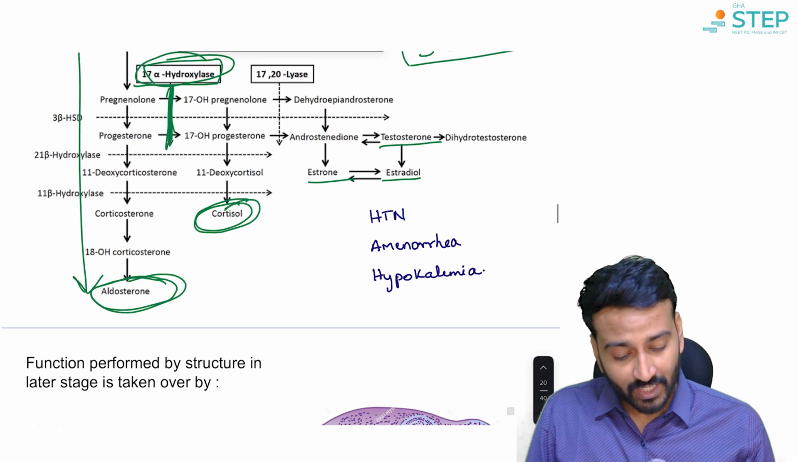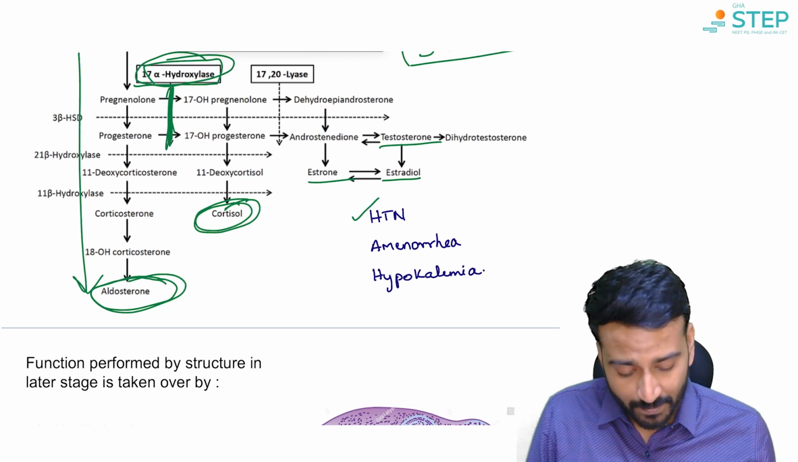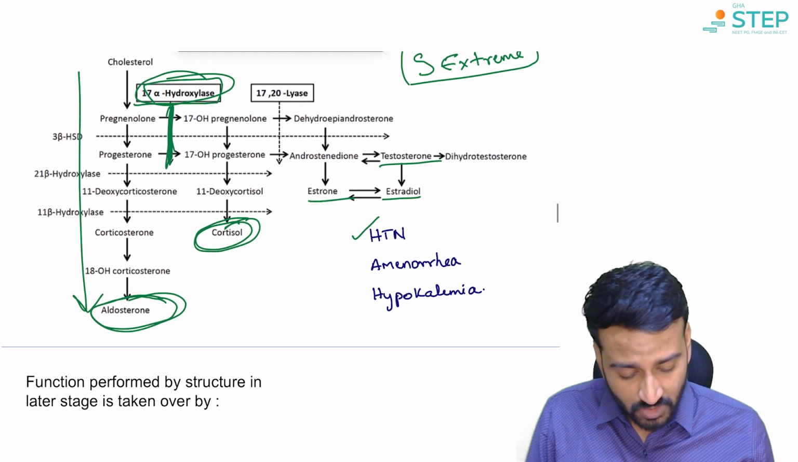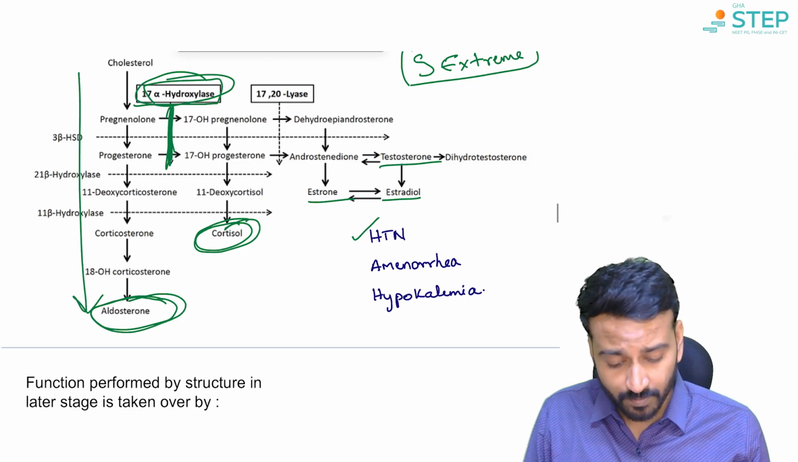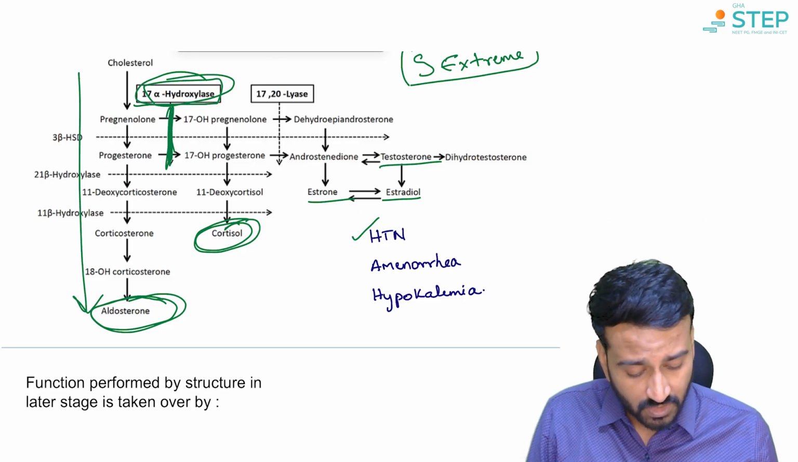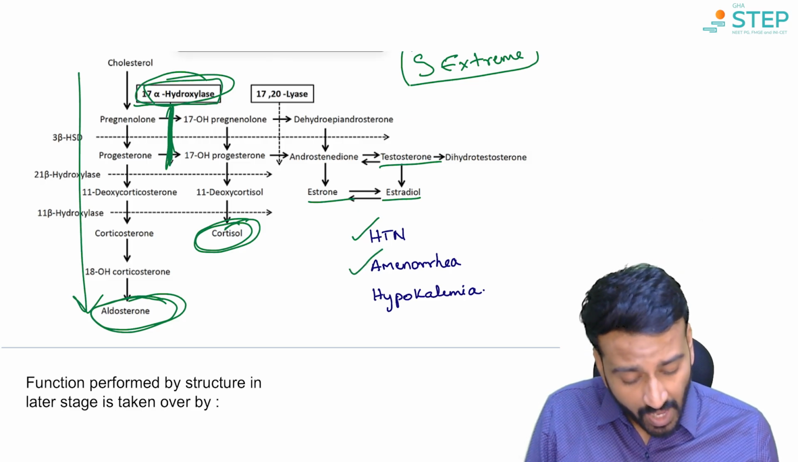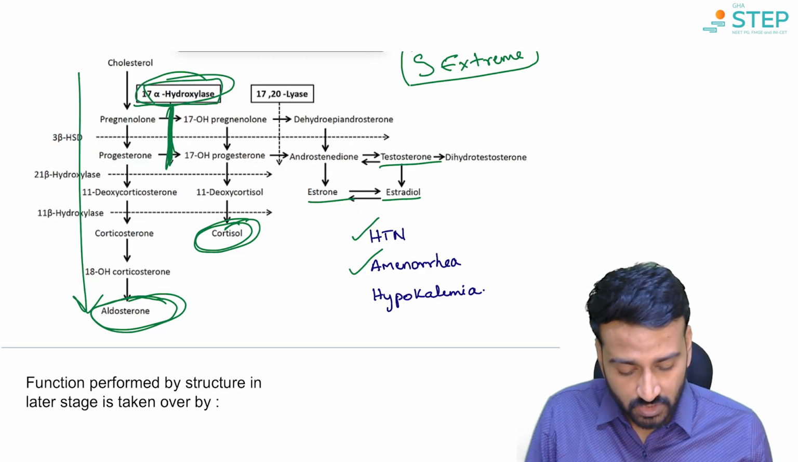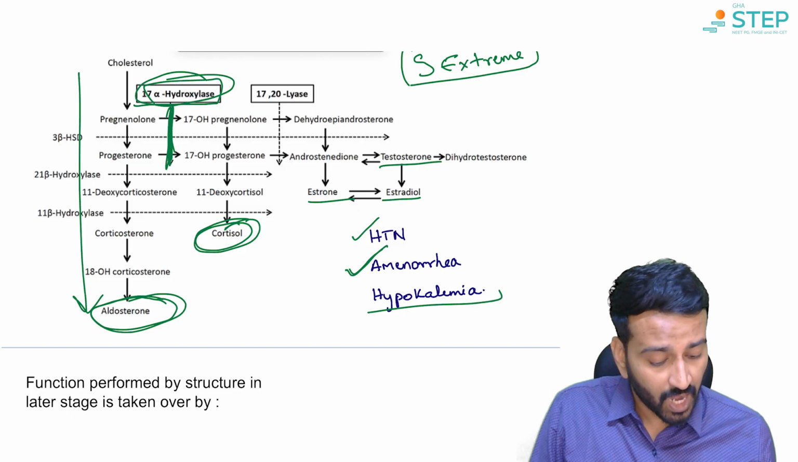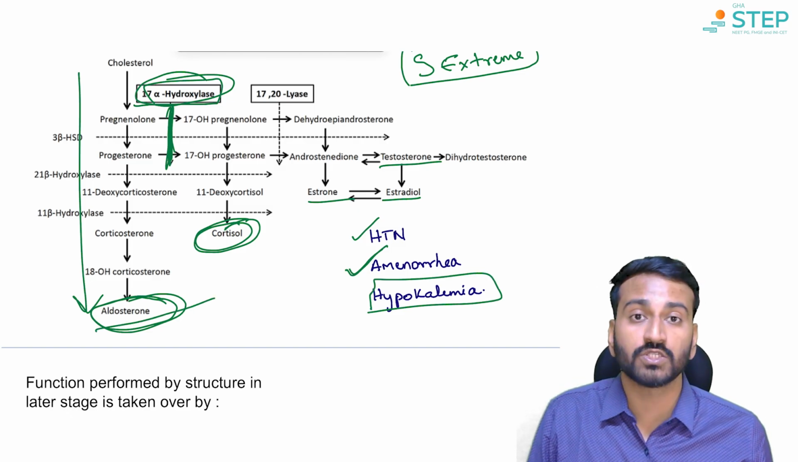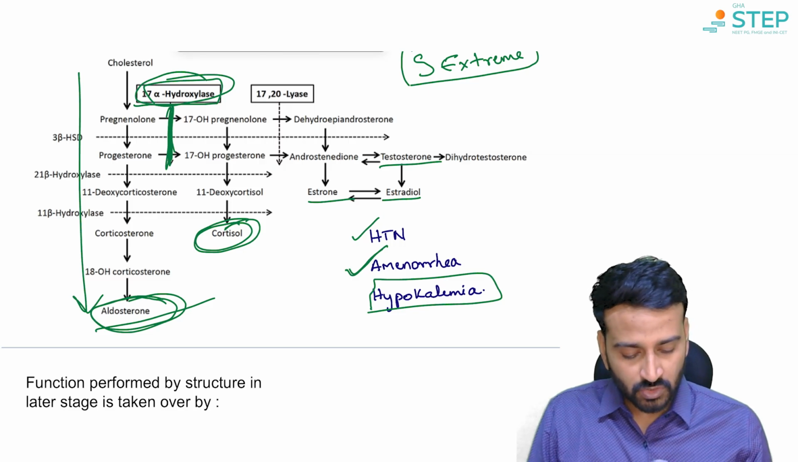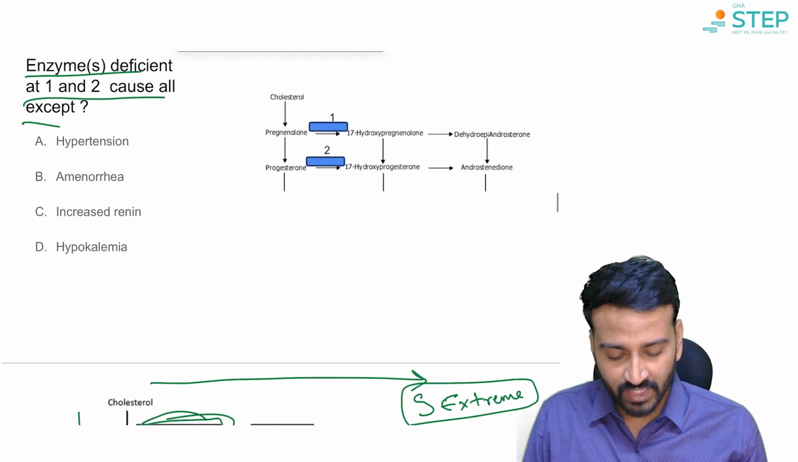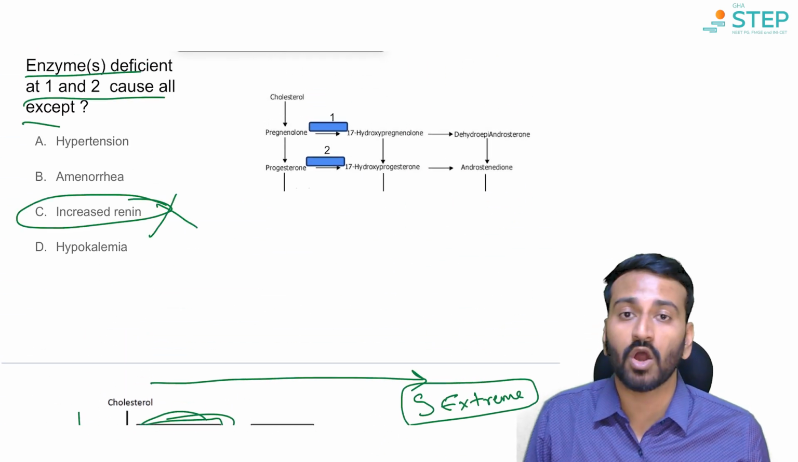There is increased aldosterone. If aldosterone increases, there will be hypertension, and there is also a chance that this will become androgens, and there will be amenorrhea. There will be increased androgen synthesis and there will be amenorrhea. Also, there is hypokalemia because of aldosterone. Potassium will be secreted into the tubule. So these three will be caused, but increased renin is the wrong answer.